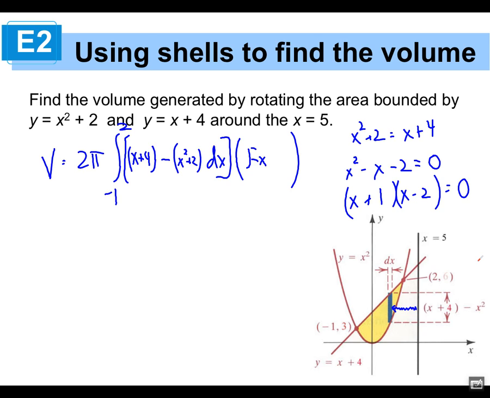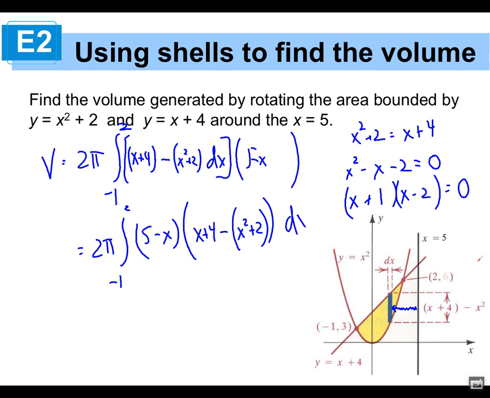Again, I'm going to rewrite this because it's bothering me. 2 pi times the integral from -1 to 2 of 5 minus x times x plus 4 minus the quantity x squared plus 2, all of that times dx. Okay, now I feel better.